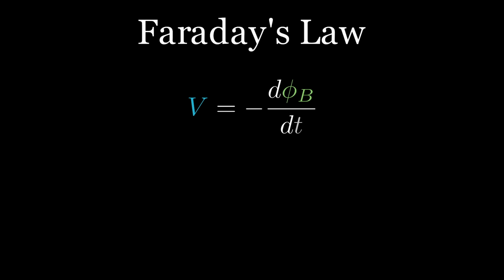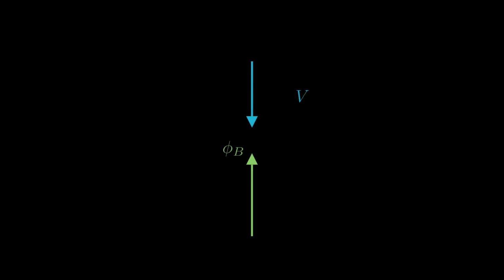Another thing to take note of is the negative sign. The direction that the voltage takes will oppose the changing flux. So if I have an increasing flux in this direction, then the voltage will point in the direction that would create an opposing magnetic field. This is called Lenz's law.